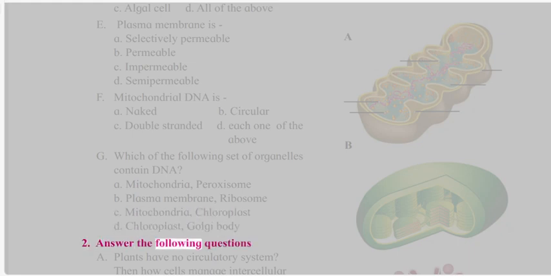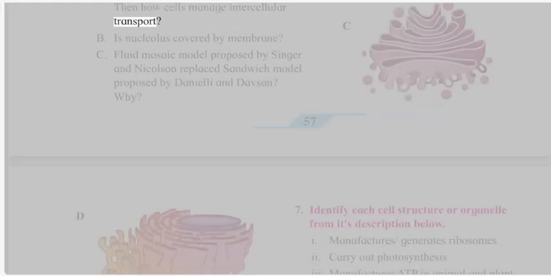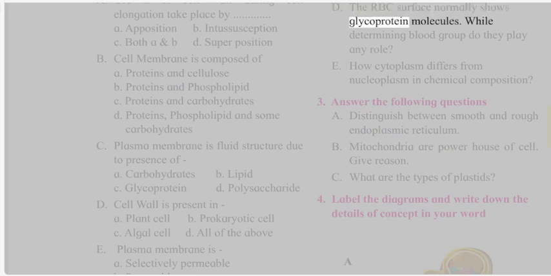2. Answer the following questions. A. Plants have no circulatory system. Then how do cells manage intercellular transport? B. Is nucleolus covered by membrane? C. Fluid mosaic model proposed by Singer and Nicolson replaced sandwich model proposed by Danielli and Davson. Why? D. The RBC surface normally shows glycoprotein molecules. While determining blood group, do they play any role? E. How does cytoplasm differ from nucleoplasm in chemical composition?